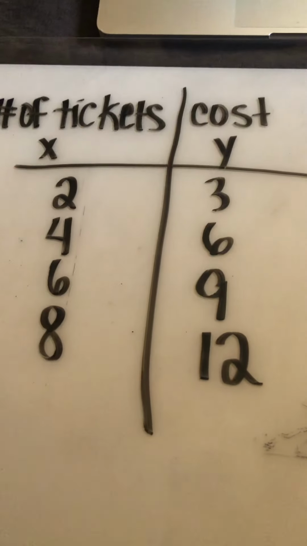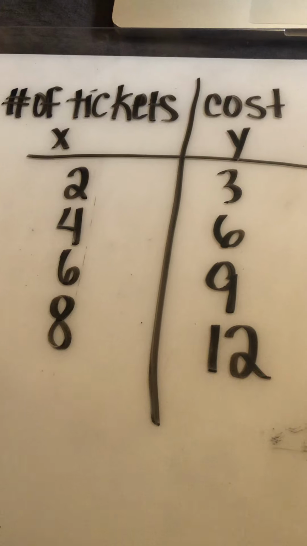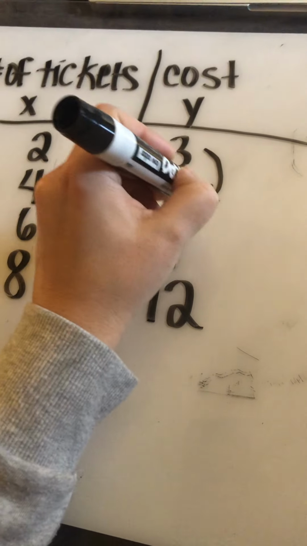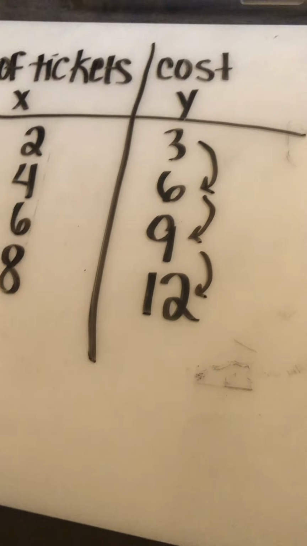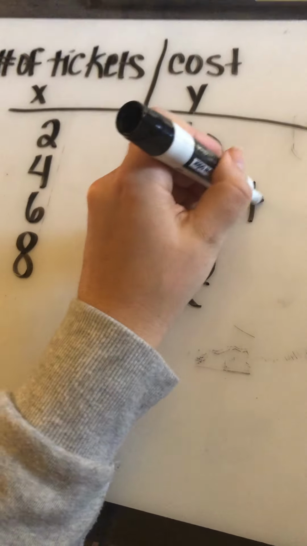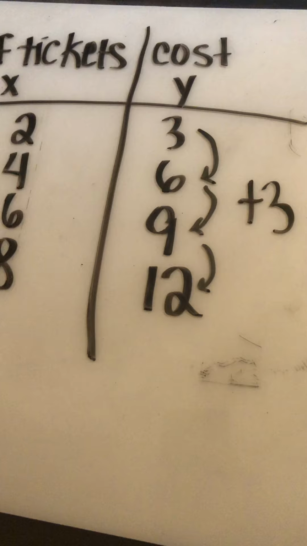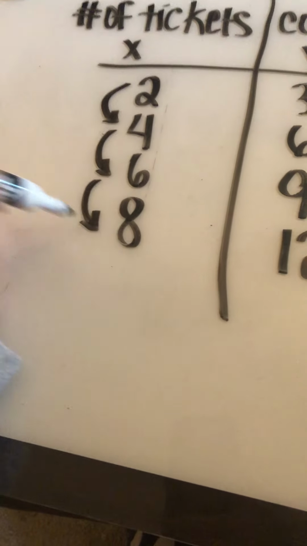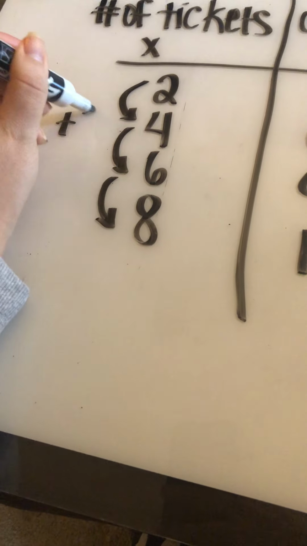Okay, number of tickets versus cost. The first thing you want to do is check for a constant. So we look for a pattern in our y's. Do we see a pattern happening? Yeah, the pattern happening is +3. Okay, we go to our x's. Do we see a pattern happening? Yes, the pattern is +2.